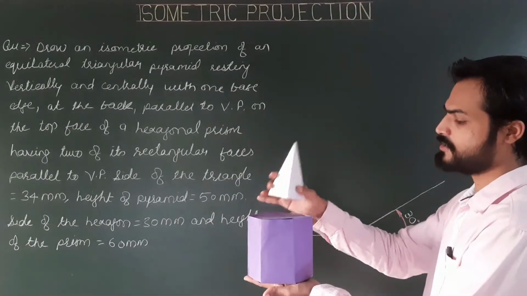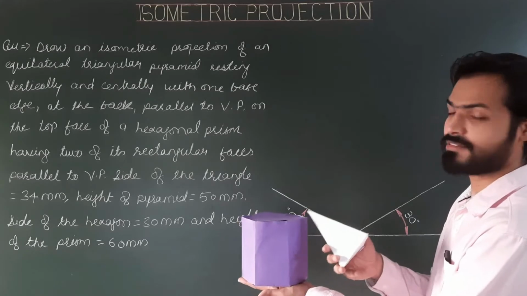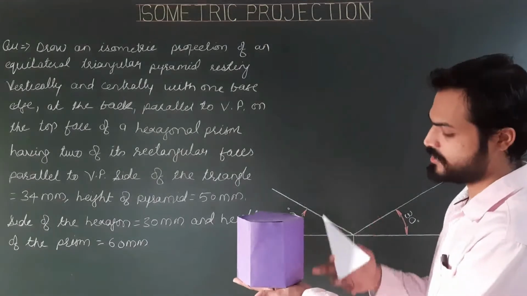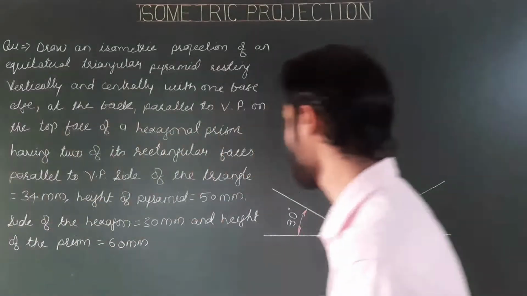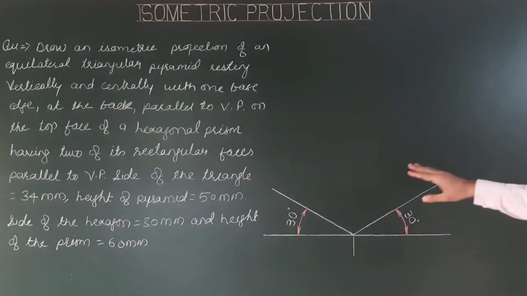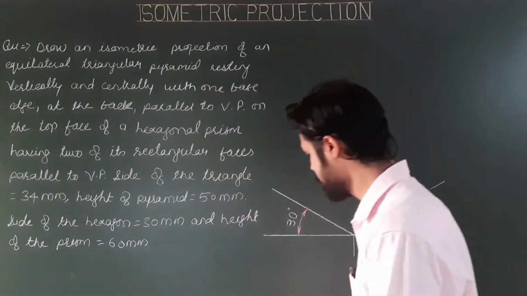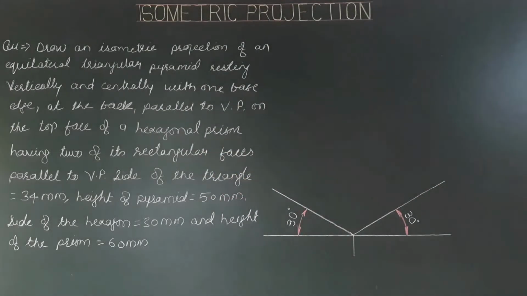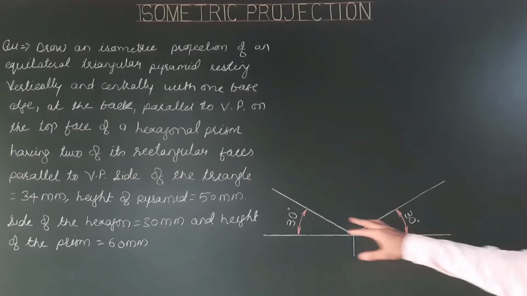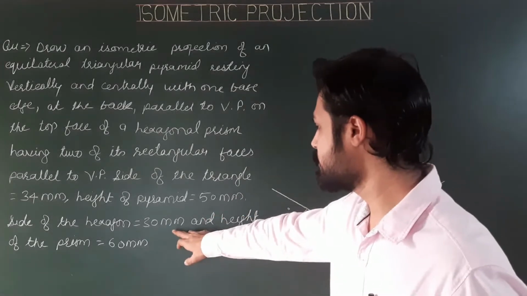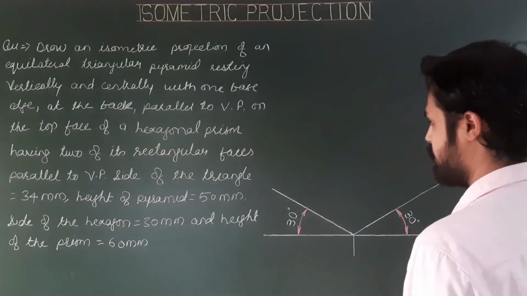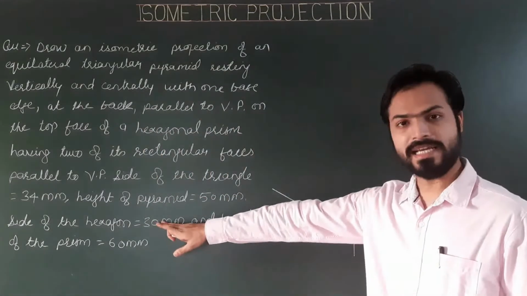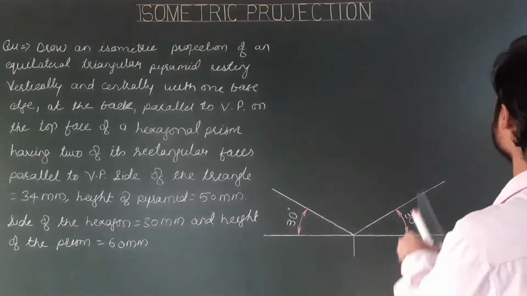Now for the combination, first we have to draw the projection of this hexagonal prism resting on HP on its hexagonal base. And for the hexagonal prism, first we have to draw the helping figure of its hexagonal base. And we know that for the regular hexagon, the side which is given to us is 30, so for the construction work we have to take ISO 30. So drawing a regular hexagon of size ISO 30 for the helping figure.